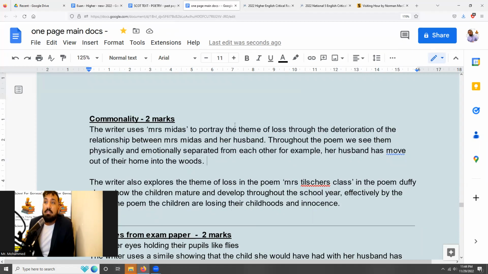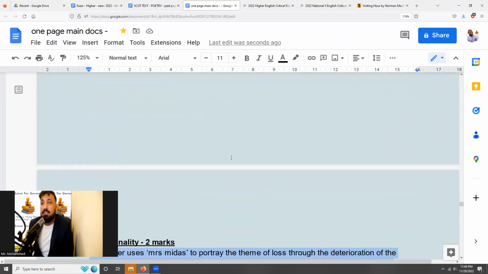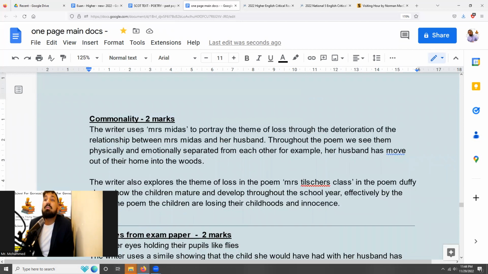Okay, so she begins, again, in her commonality part. Remember, the first thing to do is state the name of the text and mention the question. So she begins by saying, the writer uses Mrs Midas, there's the name of the text, theme of loss, there's the question. And then she explains, giving an example of how we see the theme of loss: through the deterioration in the relationship between Mrs Midas and her husband, i.e. she loses the relationship. And then giving an example, we see what happens.